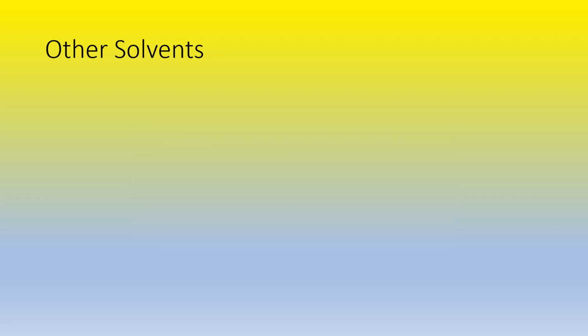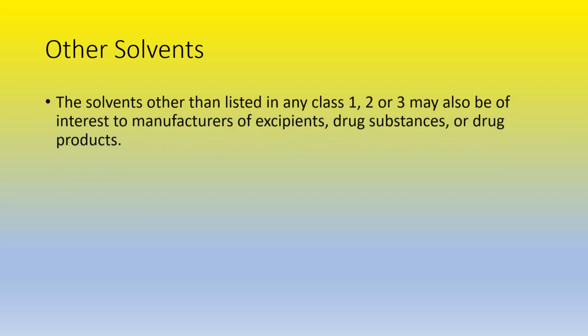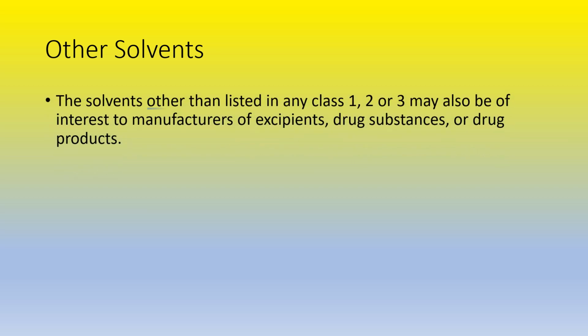Let us see some information on other solvents. The solvents other than those listed in class 1, 2, 3 may also be of interest to manufacturers of excipients, drug substances or drug products. This point is important to explain. Any solvent that is not a part of any of the classified solvents is considered a class 4 solvent. The reason for not including them in the list is that adequate study has not yet been done for such solvents and hence adequate data is not available.